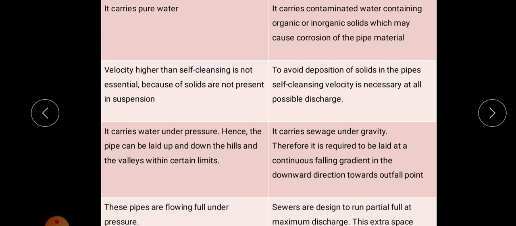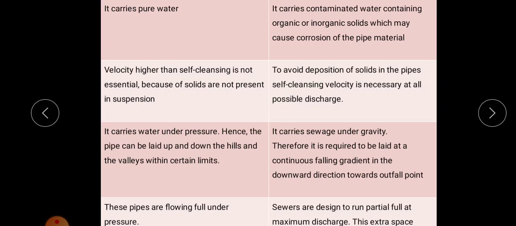Next, water supply pipes carry water under pressure. Okay, in the case of water supply pipes, the water carried through the pipe will be under high pressure. Hence, the pipe can be laid up and down the hills and valleys within certain limits. Since it is flowing under pressure, there is no need of gravity in the case of water supply pipes. But in the case of sewer pipes, they carry sewage under gravity. So they are required to be laid at a continuous falling gradient in the downward direction towards the outfall point.